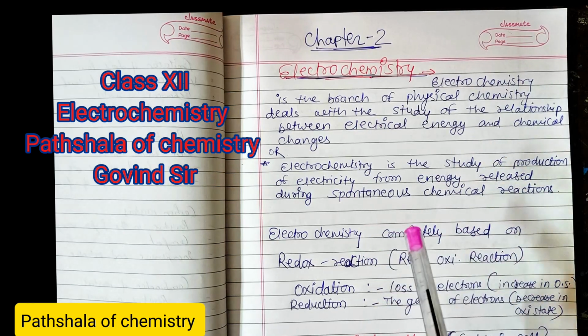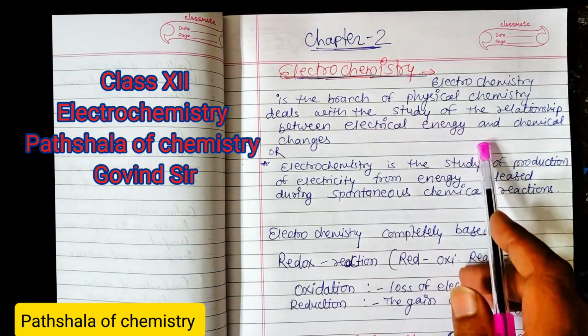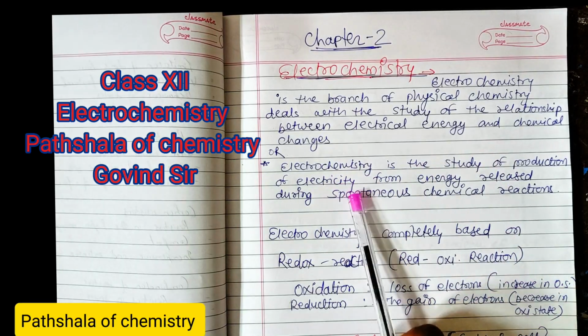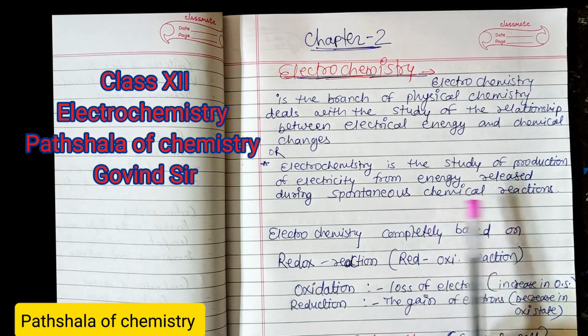Chapter number 2, Electrochemistry. Electrochemistry is the branch of physical chemistry that deals with the study of the relationship between electrical energy and chemical energy. In other words, electrochemistry is the study of production of electricity from energy released during spontaneous chemical reactions. So basically, in an electrochemical cell, there is an interconversion of chemical energy into electrical energy.